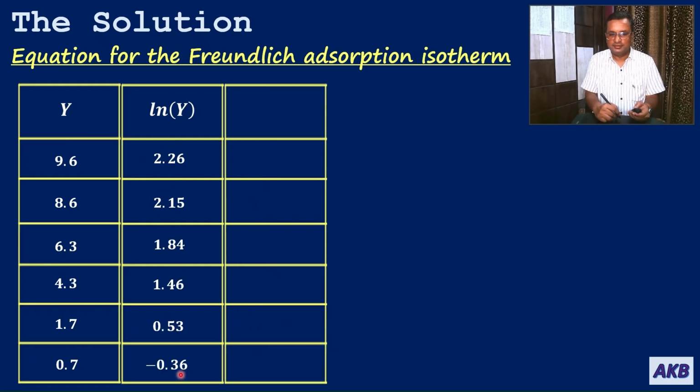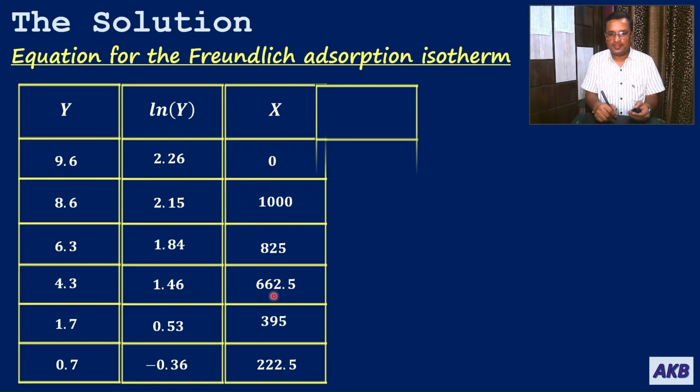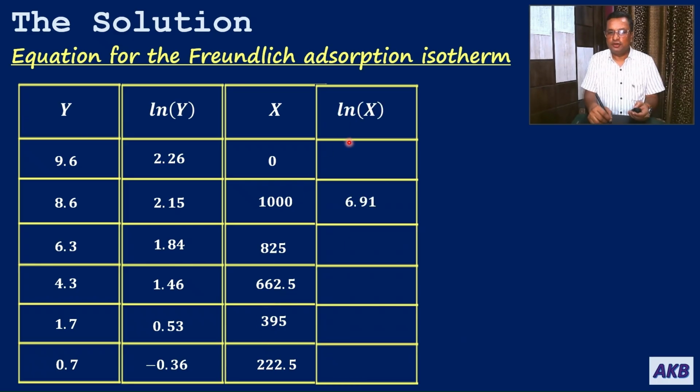Ln of y, you get these values. And then we have different values of x, and we need logarithm of x. So I have collected all the logarithmic values of x that we have got, and now we will be plotting this data. You forget about the first entry. We will be plotting the remaining data to get the straight line. The slope of the straight line is going to give us n, and the intercept made by the line on the y-axis is going to give us the value of m.